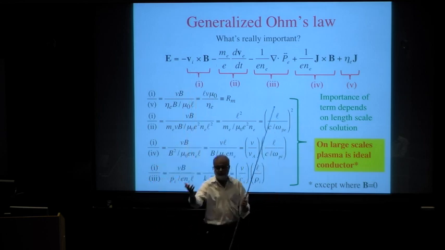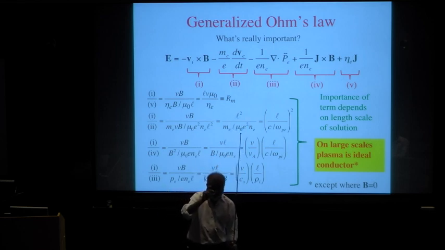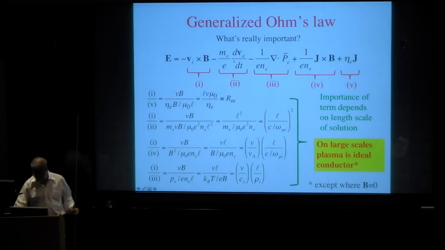And this is why ideal MHD is very good on large scales. But in small scales, when you're getting into these thin current sheets, all these terms matter. And the reconnection rate is actually controlled by what happens.